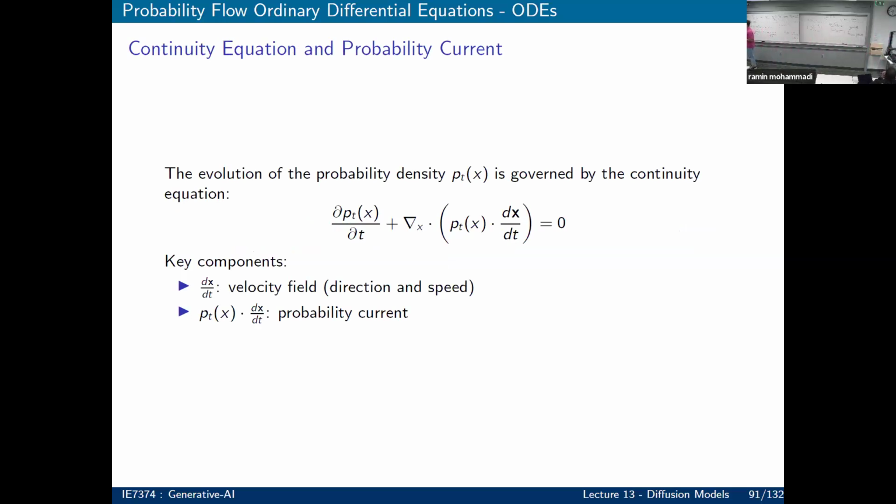There's a theorem, you can maybe call it this way, the continuity equation. The continuity equation says that the partial derivative with respect to t of the probability p_t, plus the divergence of p_t times this term, dx over dt, equals 0. This is called the continuity equation. The term dx over dt is called velocity.